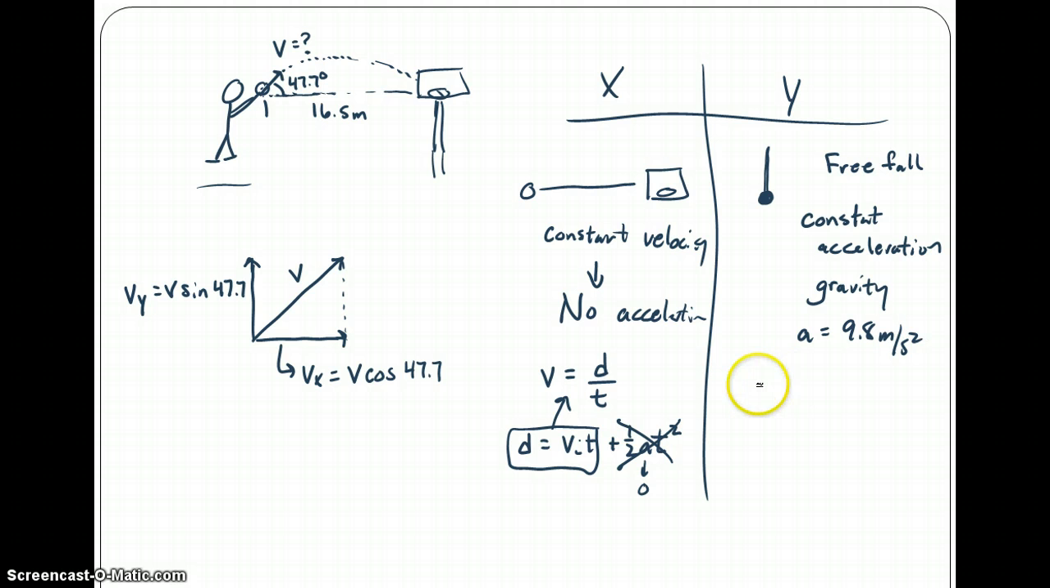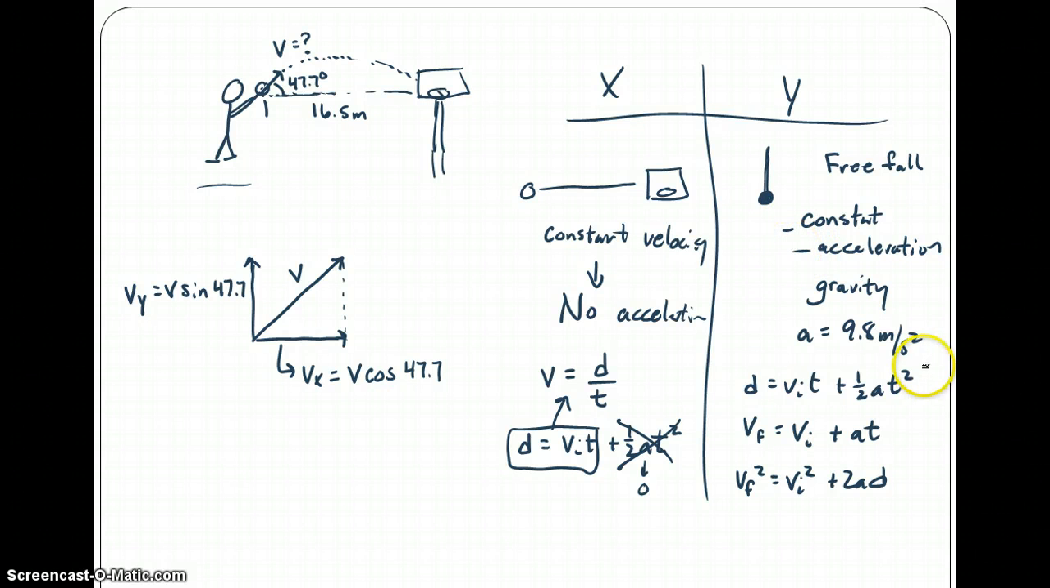All of our equations come out, so our d equals v_i t plus 1/2 a t squared, our v_f equals v_i plus a t, and our v_f squared equals v_i squared plus 2ad are the three equations that are up on the board that we're using. Again, because it's constant acceleration. So these are the three constant acceleration equations. Alright, so now back to our basketball player.